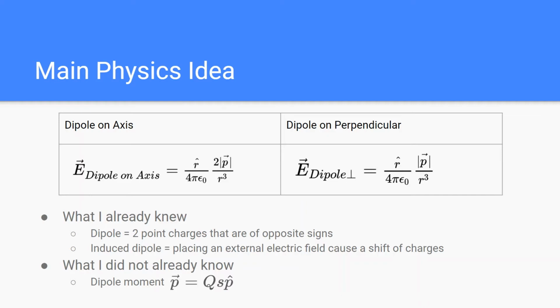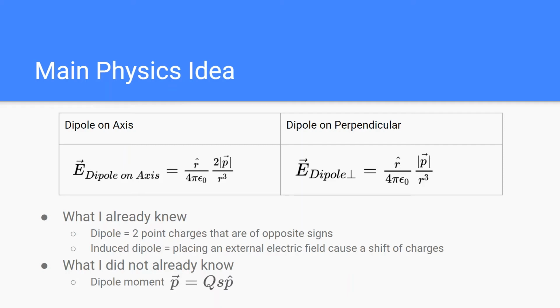What I already knew was that a dipole is equal to two point charges of opposite signs. And you can induce a dipole by placing an external electric field that causes a shift of charges. When you place a negative charge close to a neutral metal, it's going to cause the positive charges to go towards the negative charge and induce an electric field for the metal.